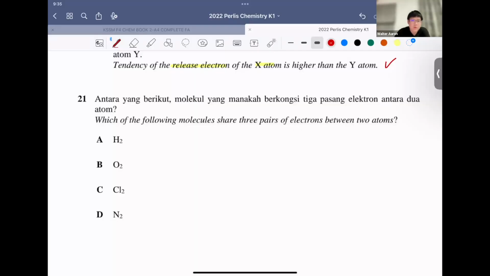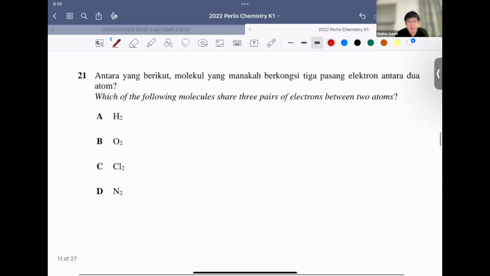For question number 21, which of the following molecules share 3 pairs of electrons between 2 atoms? So I think this is very simple. The number of electrons that can be shared between 2 different atoms will depend on how many electrons they are lacking to achieve octet in this particular case. So between hydrogen and hydrogen, they only share one electron because technically speaking, hydrogen has only one valence electron. So they have to share one pair only to achieve stability.